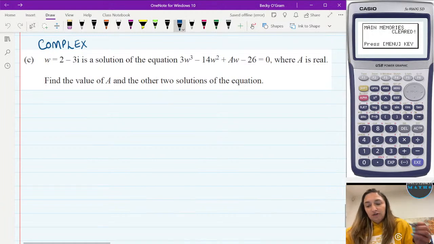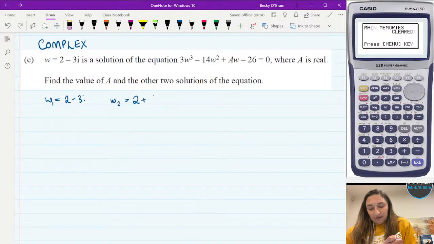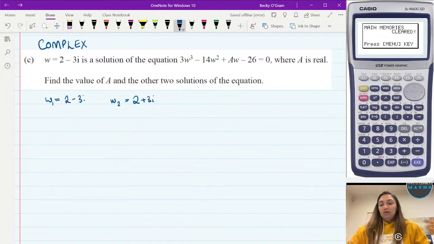All right, so the very first thing to do, if w equals 2 minus 3i is the solution, then let's say that's the first solution. Then the second solution is 2 plus 3i. Oh, that's a 3, not a 2. There we go. So the complex conjugate is always a root as well. So if you've been given a complex root, then straight away write down the conjugate as another root. Usually that is straight away an achieved point, just for knowing that little bit of information.